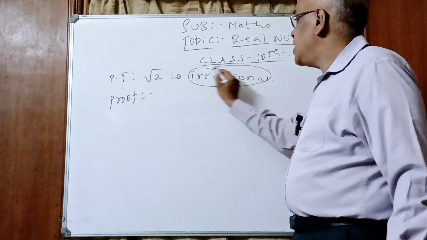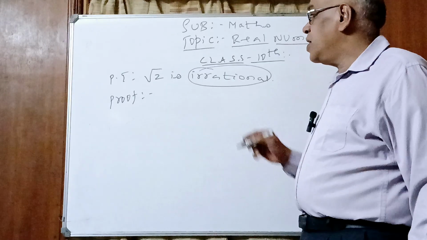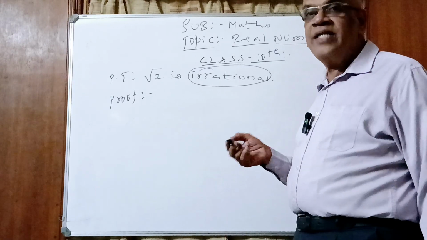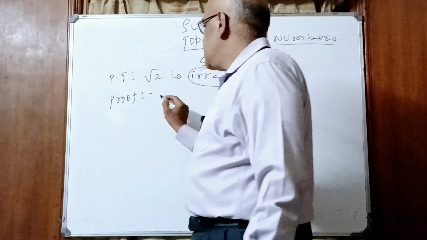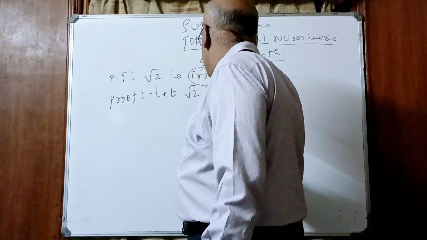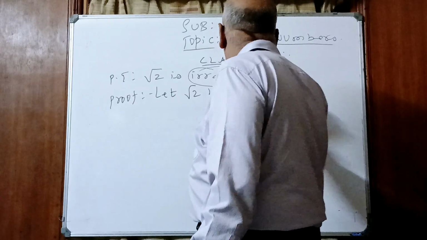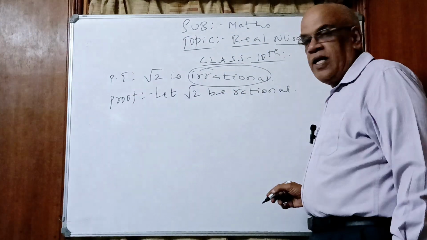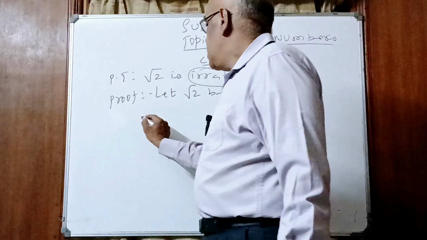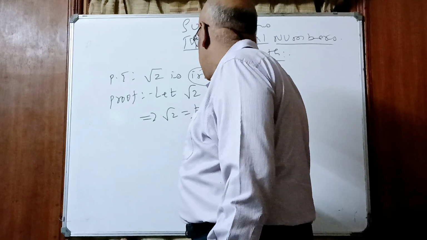We have to contradict the statement. Start from contradiction. What is the contradiction of irrational? That is rational, because no information is given. Let root 2 be rational. What does it imply? Now, if root 2 is rational, then root 2 can be written as P by Q.